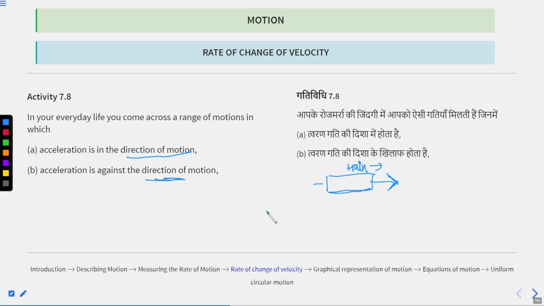Now, acceleration against the direction of motion: you are moving in a car and you hit the brake. The car was moving forward, but you are giving acceleration in the backward direction, or you are applying the brake. So it is the acceleration against the direction of motion. In your everyday life, you have a lot of range of motion: acceleration along the direction of motion, or acceleration against the direction of motion.